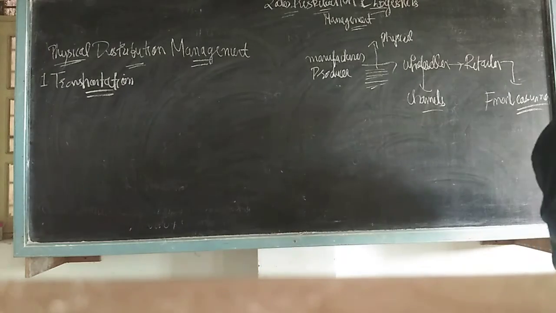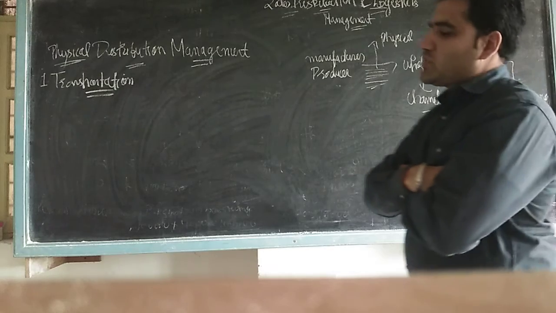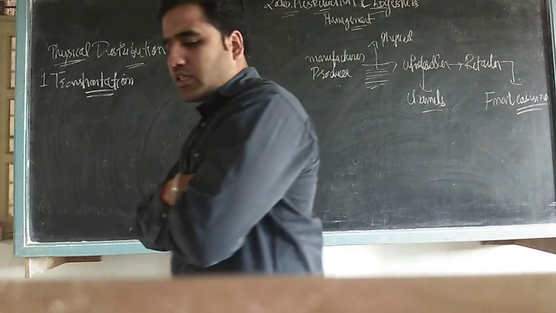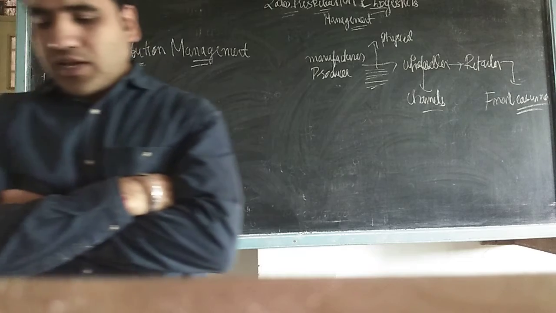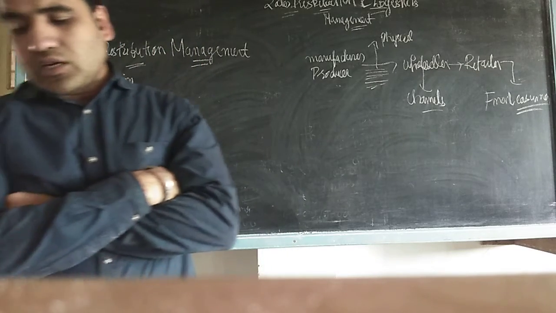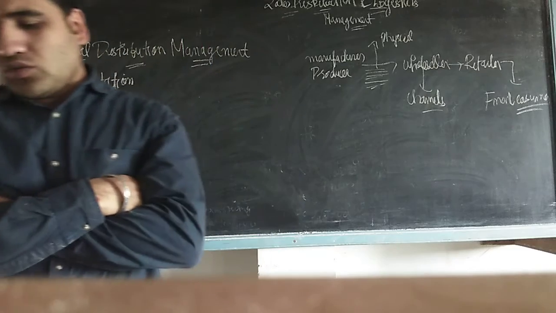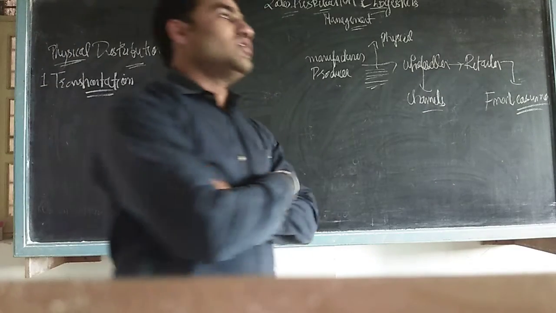Okay, the components of the physical distribution. So first is transportation. Transportation बहुत आसान है. It refers to the physical movement of the goods from the place where they are manufactured to the place where they are consumed. To make the goods physically available to the consumer, they must be transported from the place of production to the place of consumption.